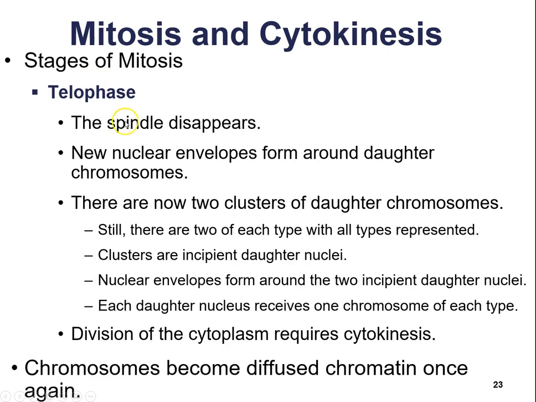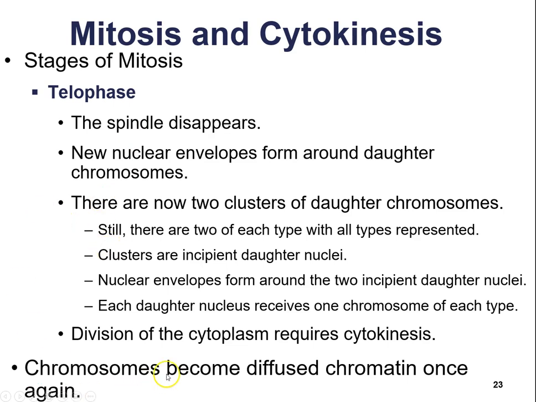All right, the last phase of mitosis is called telophase. Okay, the spindle disappears because now those daughter chromatids or chromosomes have already moved to the opposite sides of the cell. There's a new nuclear envelope that's forming around those daughter chromosomes, okay? And so you have these two clusters of daughter chromosomes. And basically, like I said, the nuclear envelopes form around, and each one of those is going to become a separate cell, okay? So you need to have the cytoplasm and all the organelles divide. That's the cytokinesis part of it.